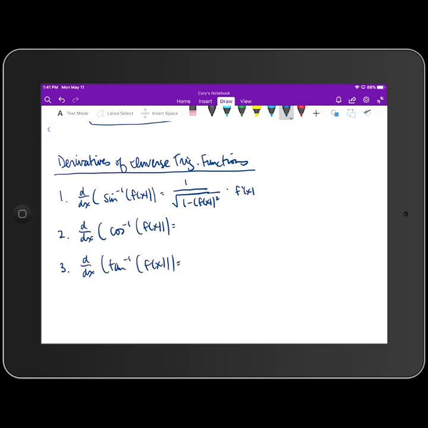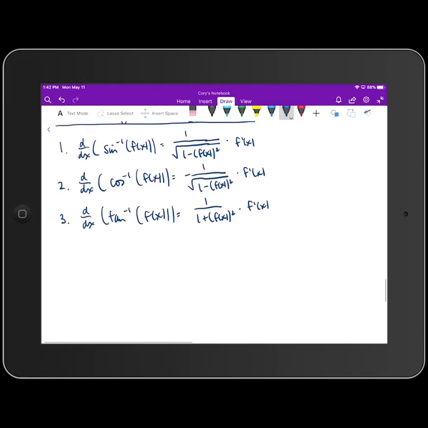The derivative of inverse cosine looks exactly the same as the derivative of inverse sine, except that it is negative. So that's negative 1 over the square root of 1 minus the argument, f of x squared. And then using chain rule, we multiply that by the derivative of the inner function. And the derivative of the inverse tangent of f of x is going to be 1 over 1 plus the argument, f of x squared. And then using chain rule, we're going to multiply that by the derivative of the inner function.